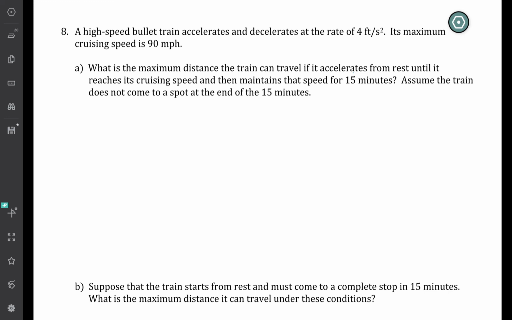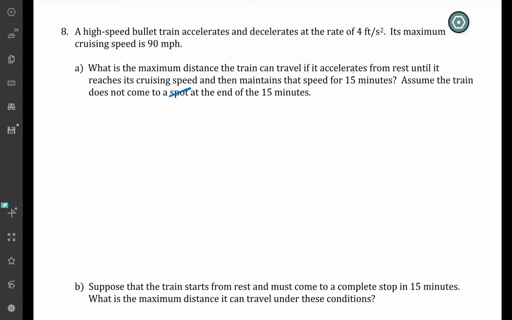Okay, so we have a train that accelerates and decelerates at the same rate, 4 feet per second squared. We know its maximum cruising speed is 90 miles per hour. And our first question is, what is the maximum distance the train can travel if it accelerates from rest until it reaches its cruising speed and then stays at that speed for 15 minutes? I see my own typo. We are not trying to stop at the end of the 15 minutes.